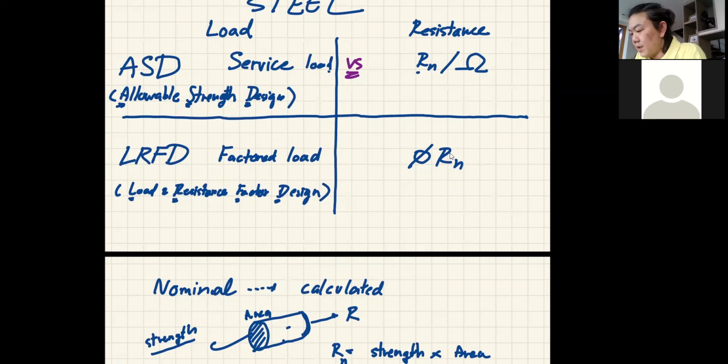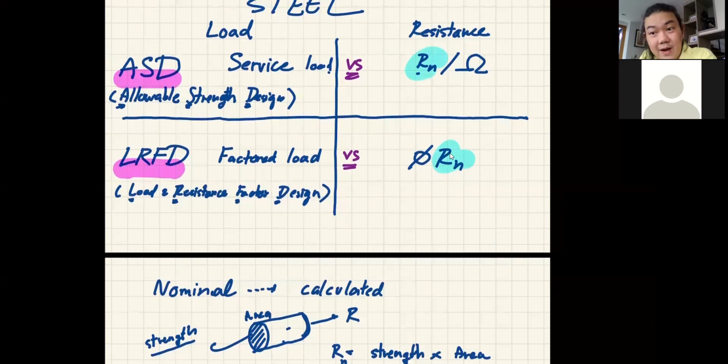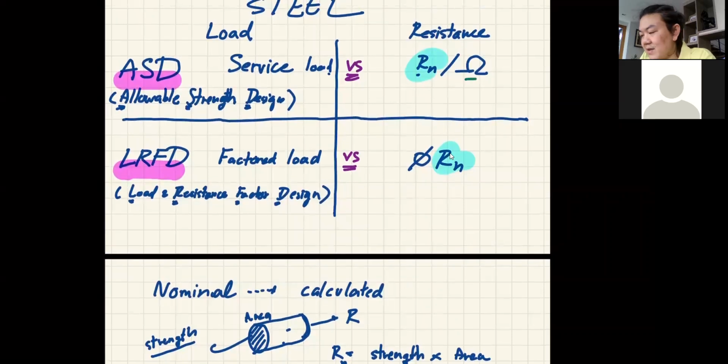Let's go to this. So for LRFD, we use this. You should see that for the steel structure, regardless of the design concept that you use, the behavior is the same. The way we calculate the nominal strength is always the same, whether it's ASD or LRFD. The major difference is that if you want to use ASD, you must divide your nominal strength by this factor of safety.